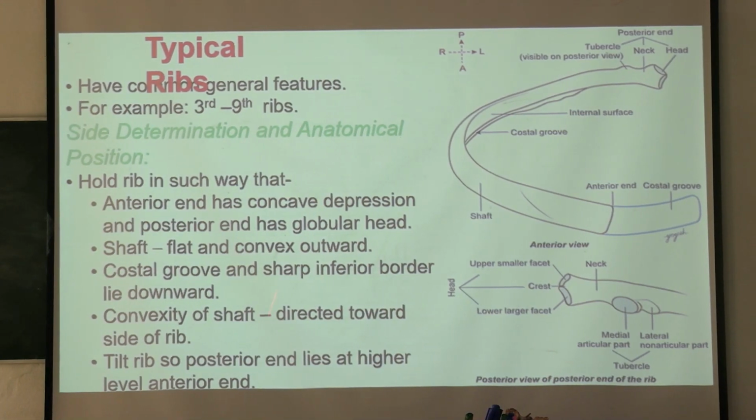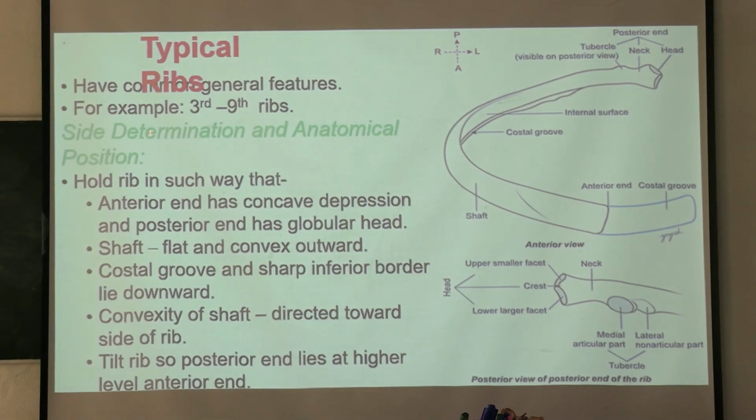Okay, so what are the features of typical ribs? You have to know it first so that you can see the difference with the atypical ribs. Typical ribs have common general features. Examples are 3rd to 9th ribs. How will you hold it in anatomical position? Hold the rib in such a way that the anterior end has a concave depression. See, this is the anterior end. It articulates with the costal cartilage, so here is a depression. The anterior end has a concave depression and the posterior end has a globular head. Here is the globular head.